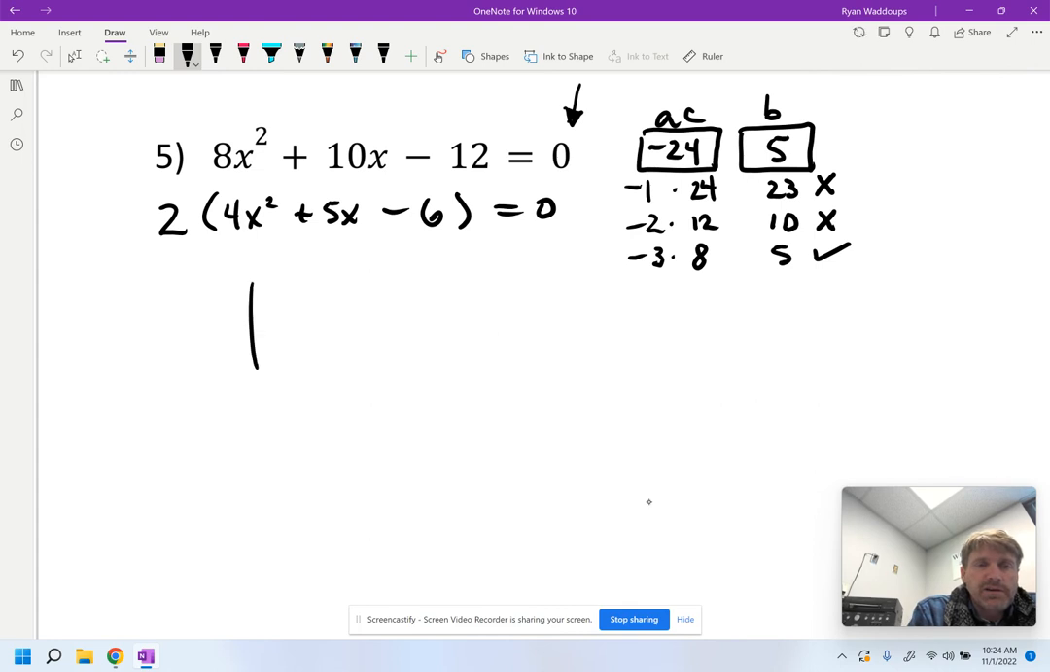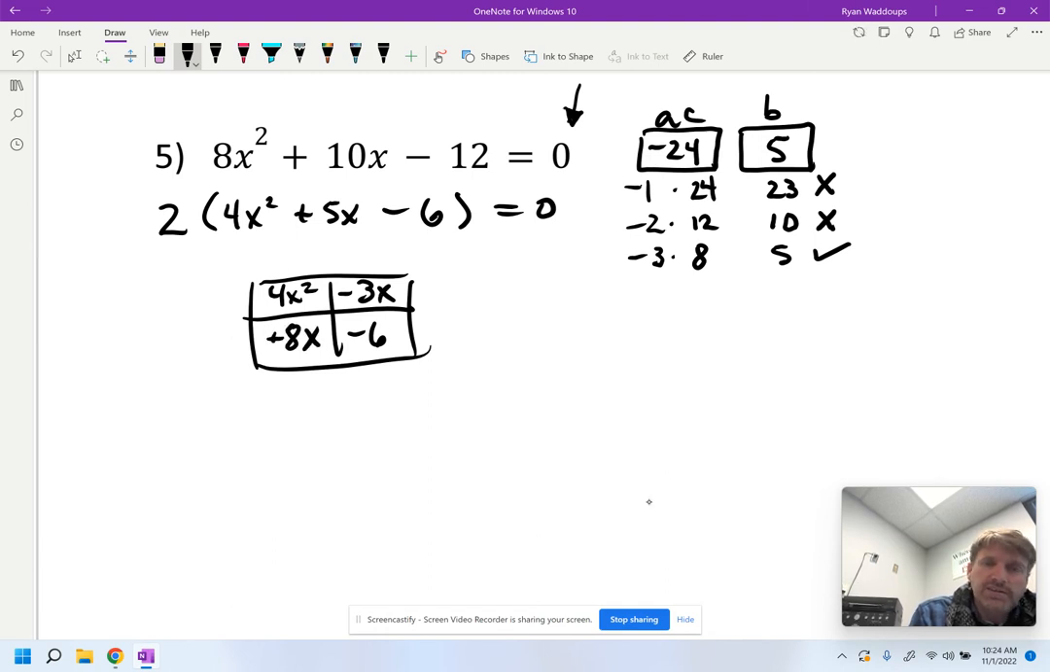So we'll go back, use the box. Put 4x squared up here, minus 6 here, minus 3x, and plus 8x, using these numbers negative 3 and positive 8. Then I look at what their greatest common factors is. Here it would be x. Here it would be 2. Up here it would be 4x. And over here it would be minus 3.